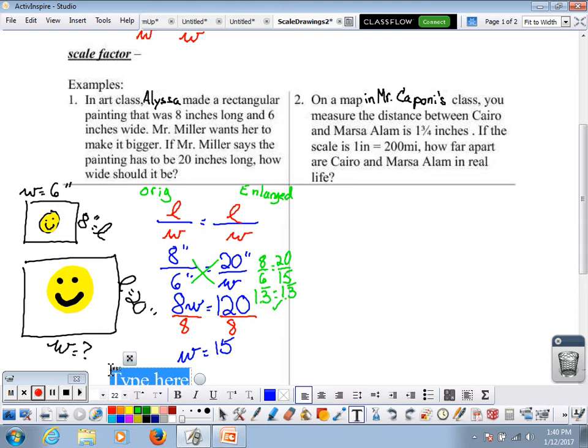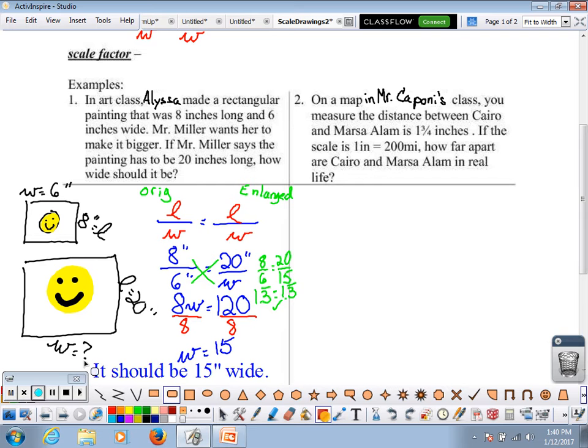So what can our complete sentence answer be? Give me a complete sentence answer. Say that again, nice and loud, please. It should be 15 inches long. 15 inches wide. Good.